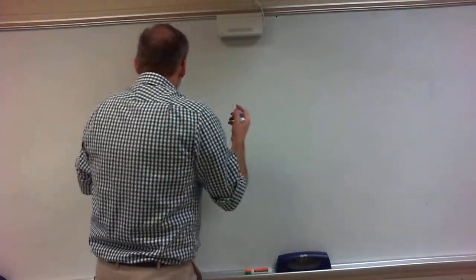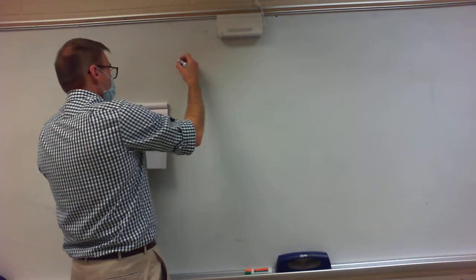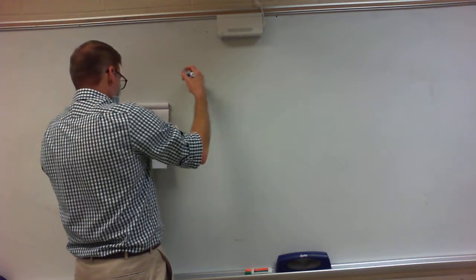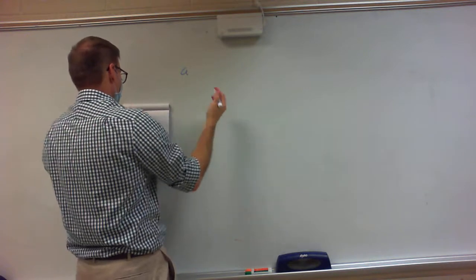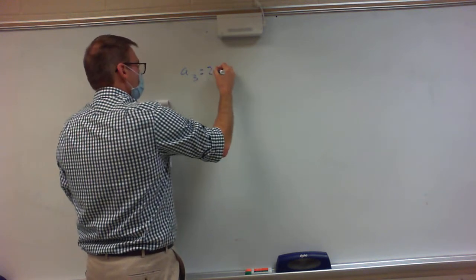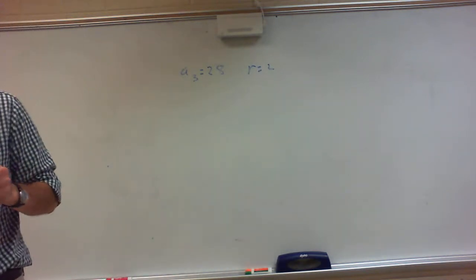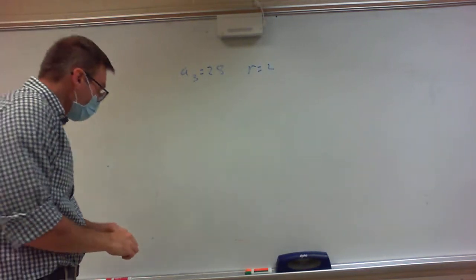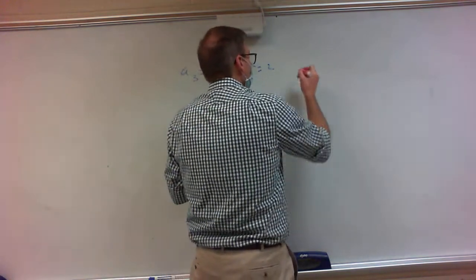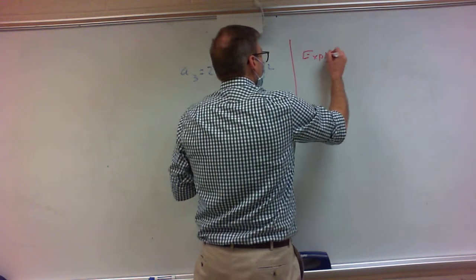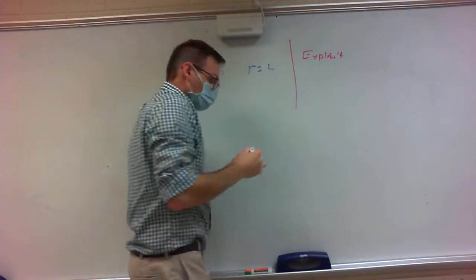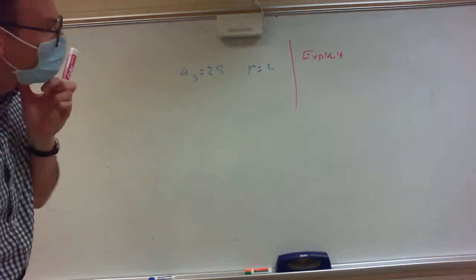So, if I want an explicit formula, and let's say I don't give you exactly what you want. I tell you the third term is 28, and the common ratio is 2. And your goal is, what's the explicit formula?